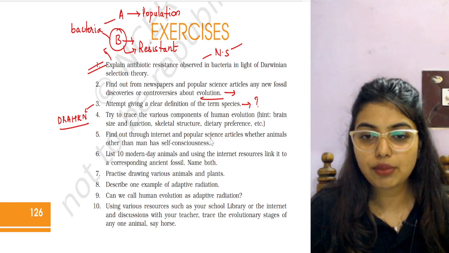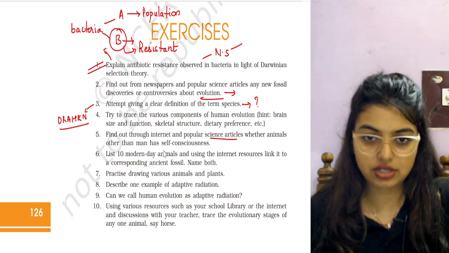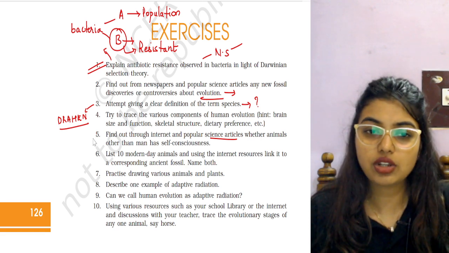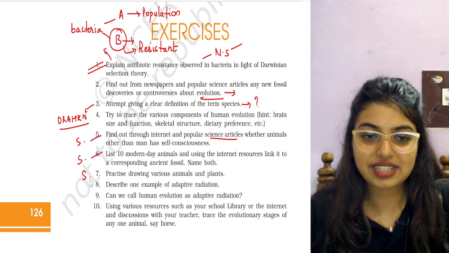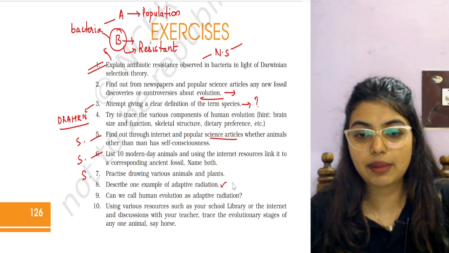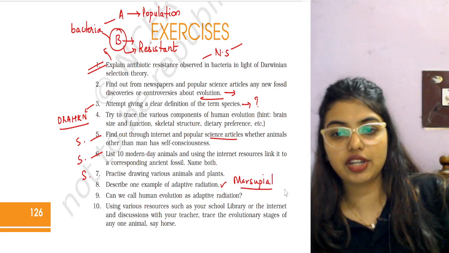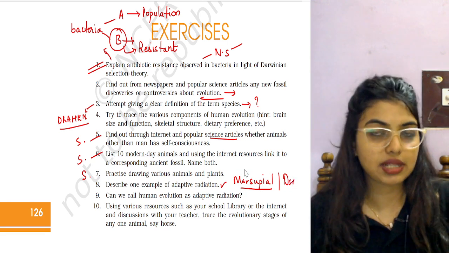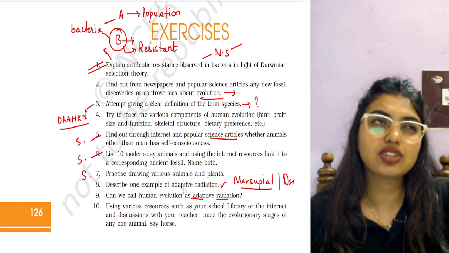Find out through internet and popular science articles whether animals other than man have self-consciousness. List 10 modern day animals using internet resources. See, all of this is internet, all of this is self-work. Practice drawing. Describe one example of adaptive radiation you can remember: marsupials. This is one of the examples of adaptive radiation, and also Darwin's finches, but better than Darwin's finches is your marsupial and placental, because you know the names.